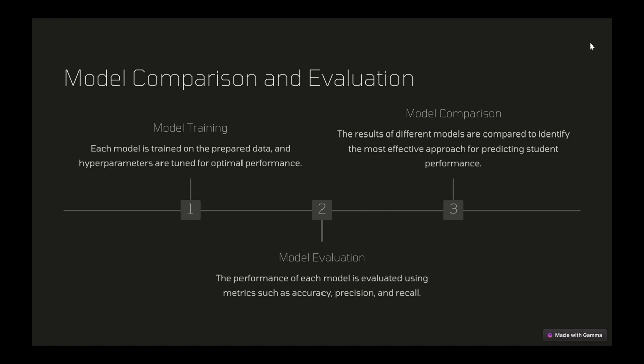Here are three main steps of model comparison and evaluation. Firstly, model training. Each model is trained on the prepared data and hyperparameters are tuned for optimal performance. Second is model evaluation. The performance of each model is evaluated using metrics such as accuracy, precision, and recall. In model comparison, the results of different models are compared to identify the most effective approach for predicting student performance.